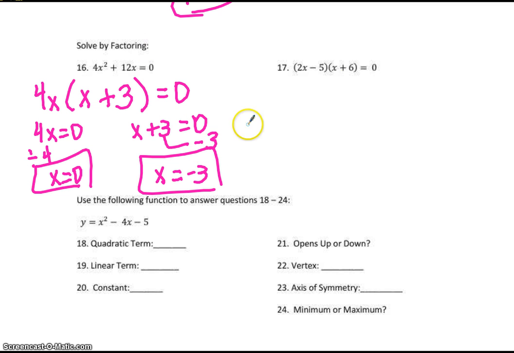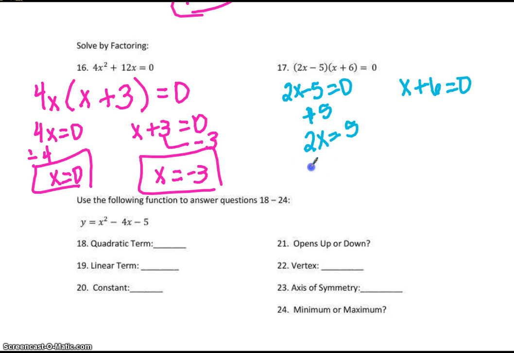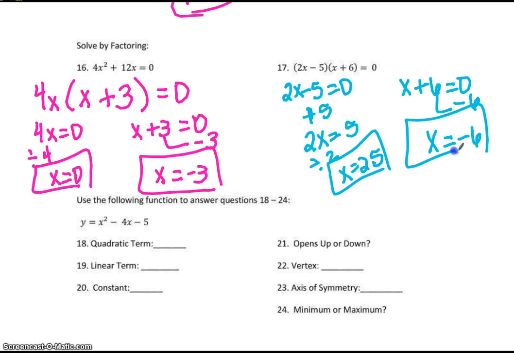Do not make 17 harder than it is. They've already factored it for you, so all you got to do is make your equations. 2x minus 5 is equal to 0, and x plus 6 is equal to 0. So we're going to add the 5. So that gives you 2x is equal to 5. We're going to divide by 2. X is equal to 2.5. You can use your calculator. We're going to subtract our 6, and so x is equal to negative 6. And those are your answers.